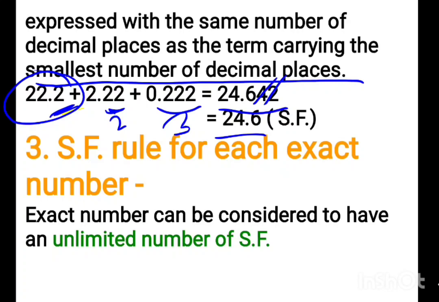Take any exact number where there is no decimal, there may be no beginning zero, that is a whole number, an exact number, like 1500 or 1 crore 5000. This type of number may have unlimited significant figures because all will be counted. Okay, next.